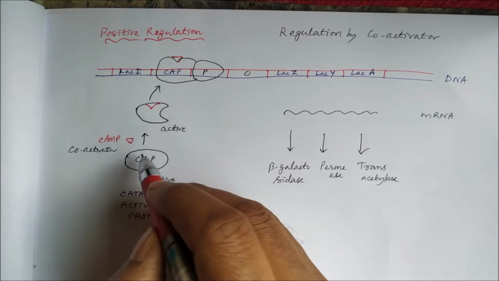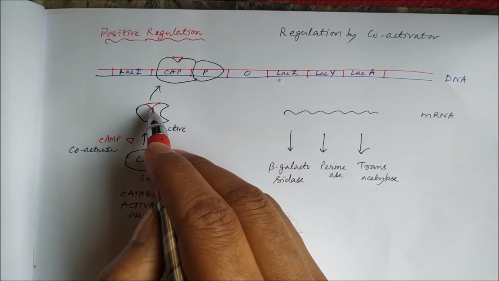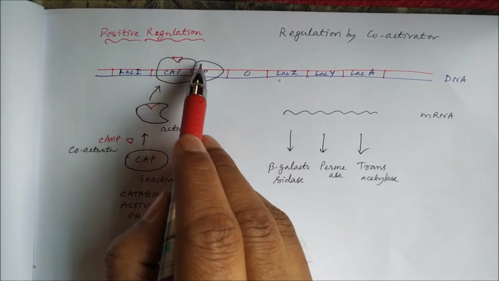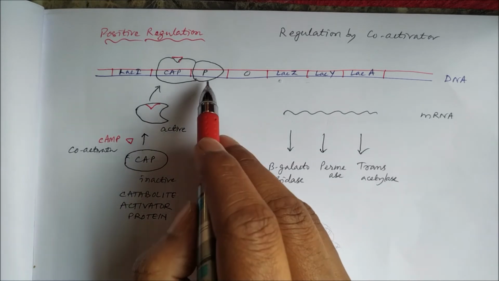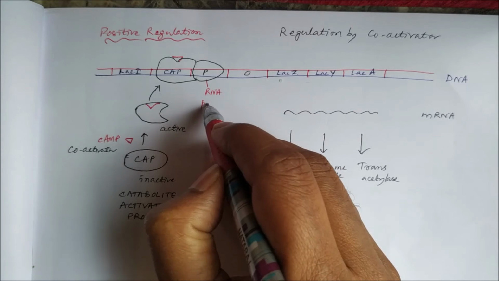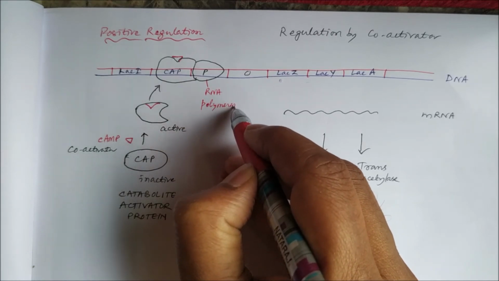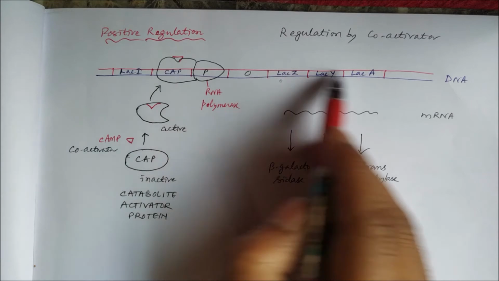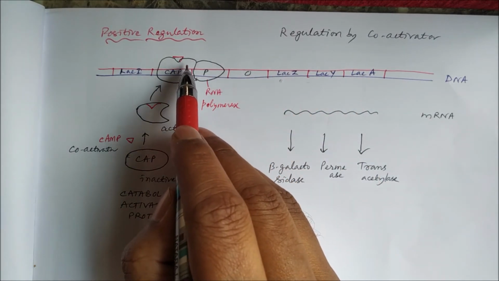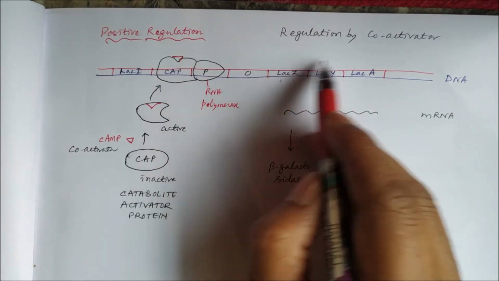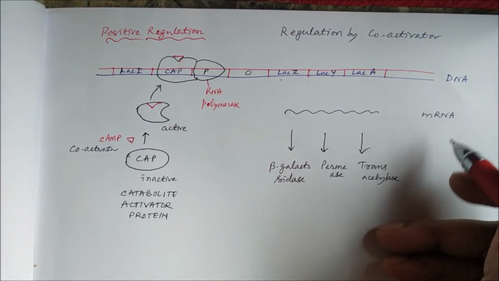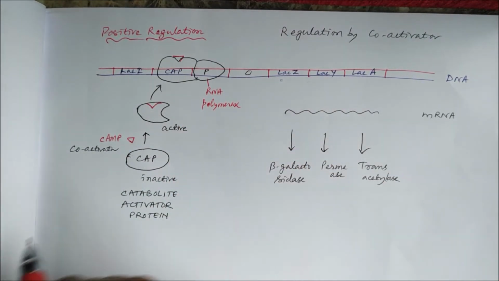It has this binding site for cyclic AMP. When cyclic AMP binds to it, it becomes active and can facilitate the binding of RNA polymerase. This is RNA polymerase. It facilitates the binding of RNA polymerase to the promoter site, and it will facilitate the gene transcription of LAC-Z, LAC-Y and LAC-A to produce all these enzymes. So, for this, what happens?